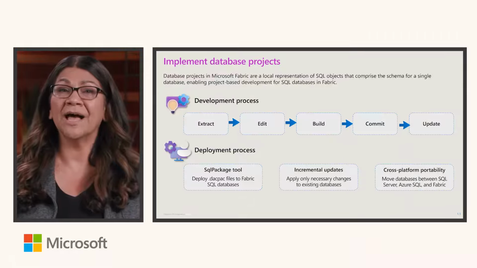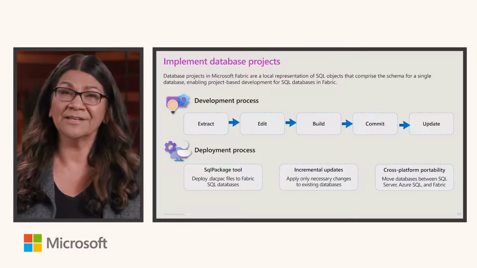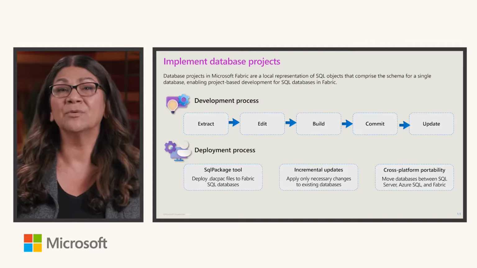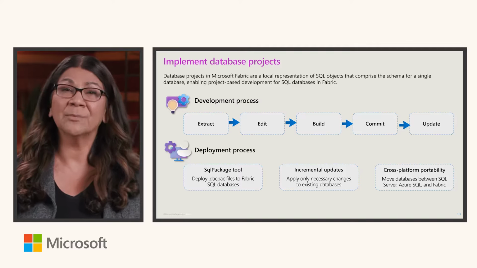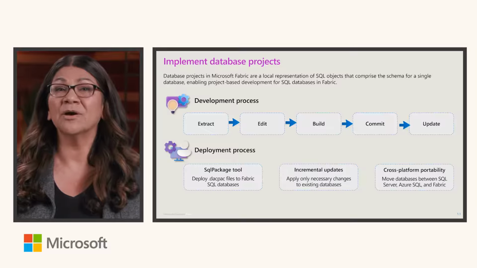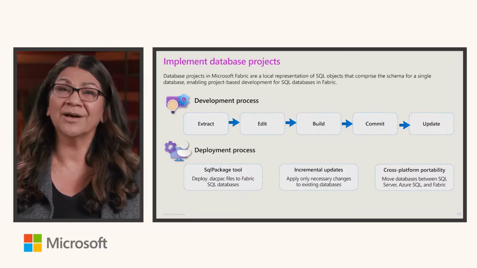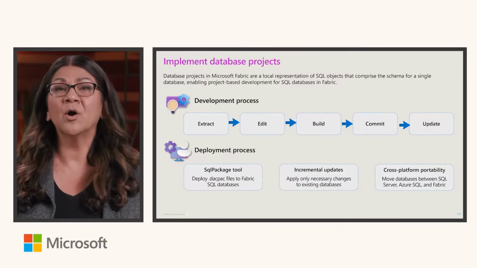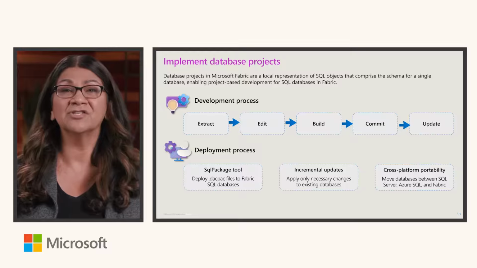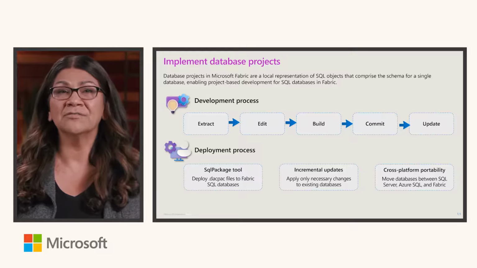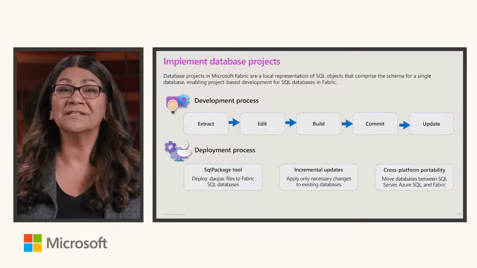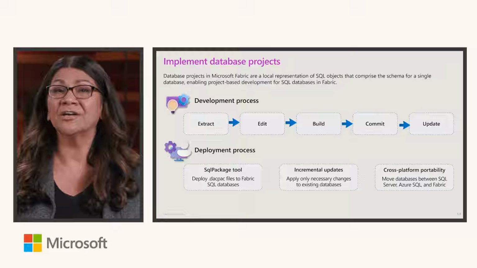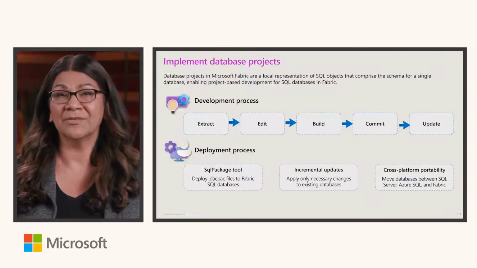Database projects are your way to manage SQL schema as code, enabling you to develop, version, and deploy database changes with precision and control. In Fabric, a database project is a local representation of all your SQL objects: tables, stored procedures, functions, and views, organized as files you can edit and track in source control. You'll use Visual Studio Code with the SQL Database Projects extension to build and maintain these projects, always targeting the Fabric SQL database as your platform.